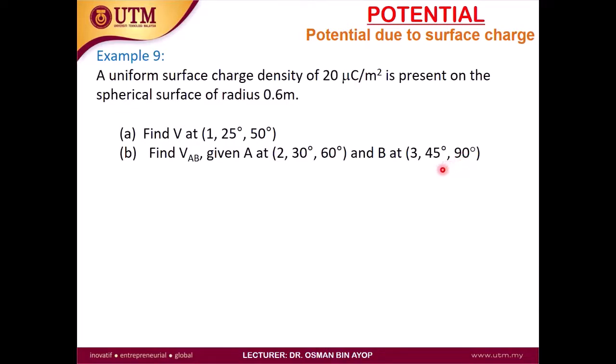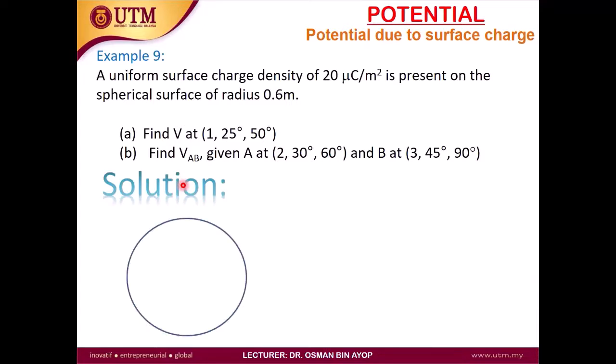You have first the absolute potential, second is the potential difference between A and B. This is a spherical coordinate. So the solution, okay, you have to sketch to help you answer the questions. So this is our sphere. Okay, the radius is 0.6 meter and this has a charge density of 20 microcoulomb per meter squared.